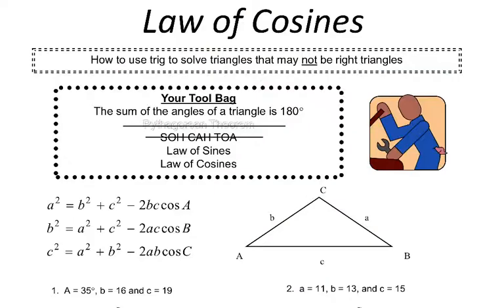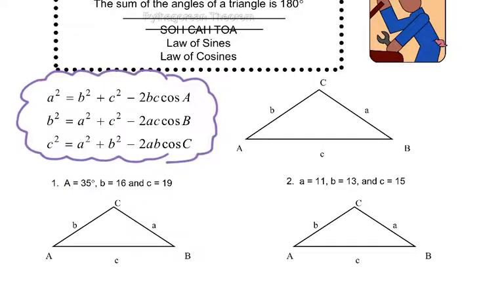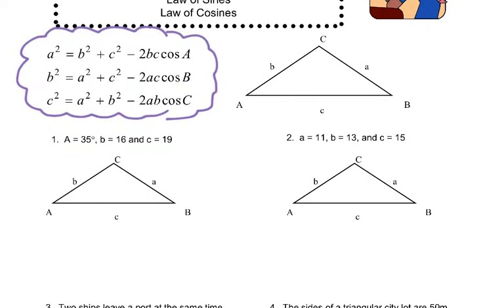Last thing, law of cosines. Again, this can be used for any triangle. It doesn't have to be a right triangle. There's three versions of it, kind of like the last formula that we just did. And with these, I really more memorize a pattern, and it's kind of a side angle side thing as well.